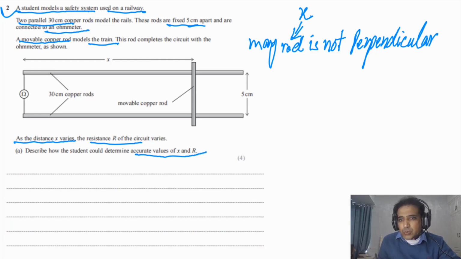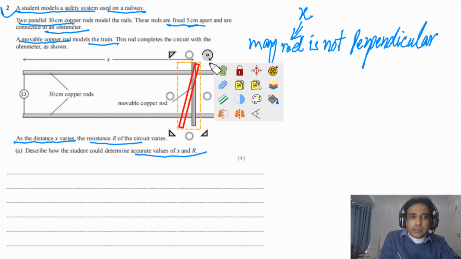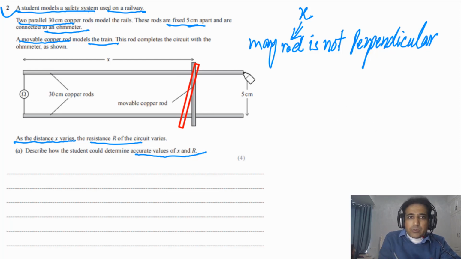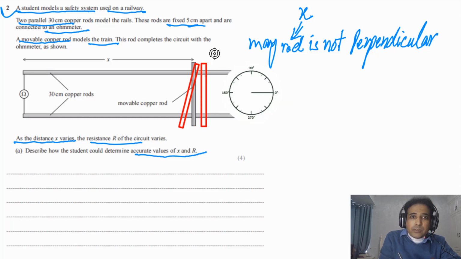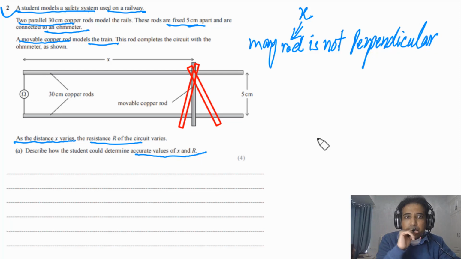First of all, let me show you how it looks if the rod is not perpendicular. Simply we can imagine this one is the rod. If this is not perpendicular, maybe we will see it like this. And also this rod can look like this. It is possible the rod is like this. It is just exaggerated.